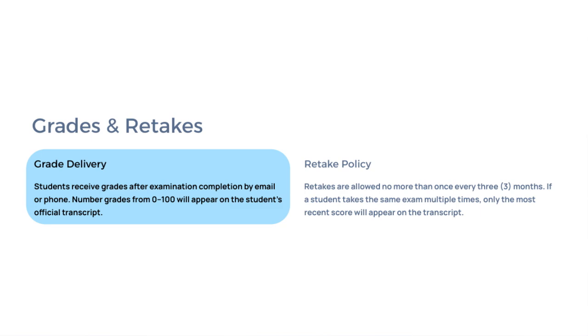Now, when it comes to grades, students will receive their scores right after completing the exam, either by email or phone. The grades are given as number scores from 0 to 100, and these will be officially recorded on your transcript. Understanding this process is key because it highlights the importance of preparing thoroughly for each attempt, knowing that only your latest score will be reflected, and that retakes are spaced out to promote steady progress.